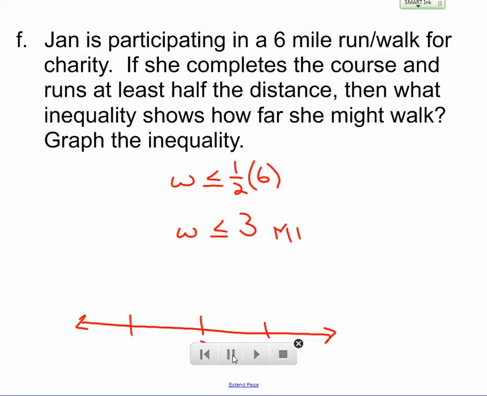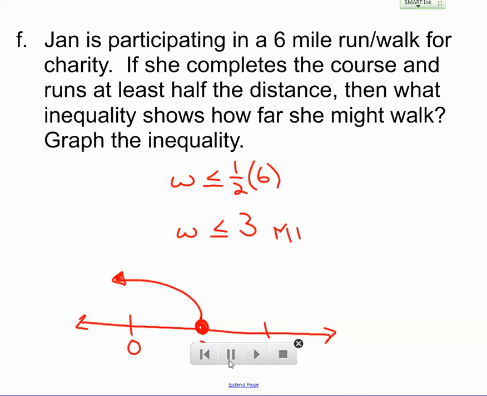3, 6, and 0, 3 miles or less. I'm going to stop right here because this graph is kind of indicating that she could have walked a negative distance. That doesn't make any sense, you guys. How can you walk a negative distance? You can walk 0 miles, you can walk 3 miles, you can walk 2 miles, but you can't walk negative 3 miles. It just doesn't make sense. Even if you walk 3 miles backwards, you still walked 3 miles. So that doesn't make any sense.